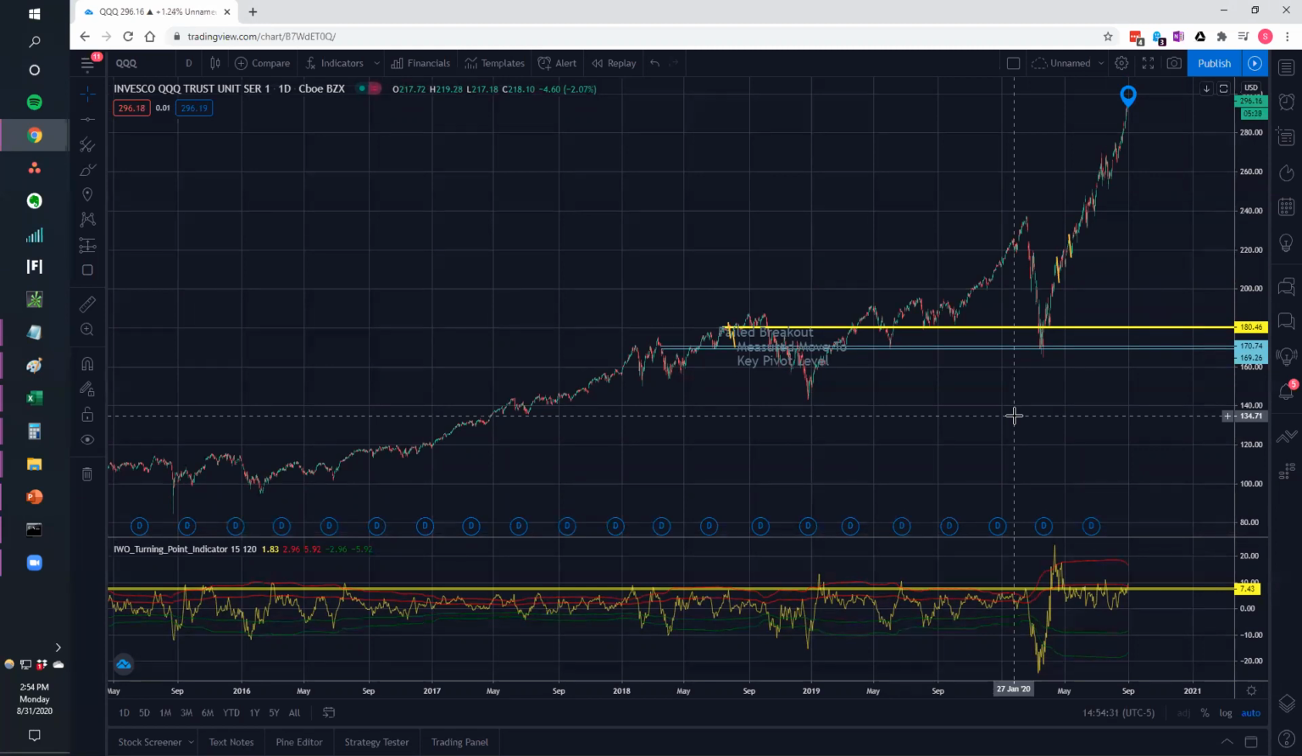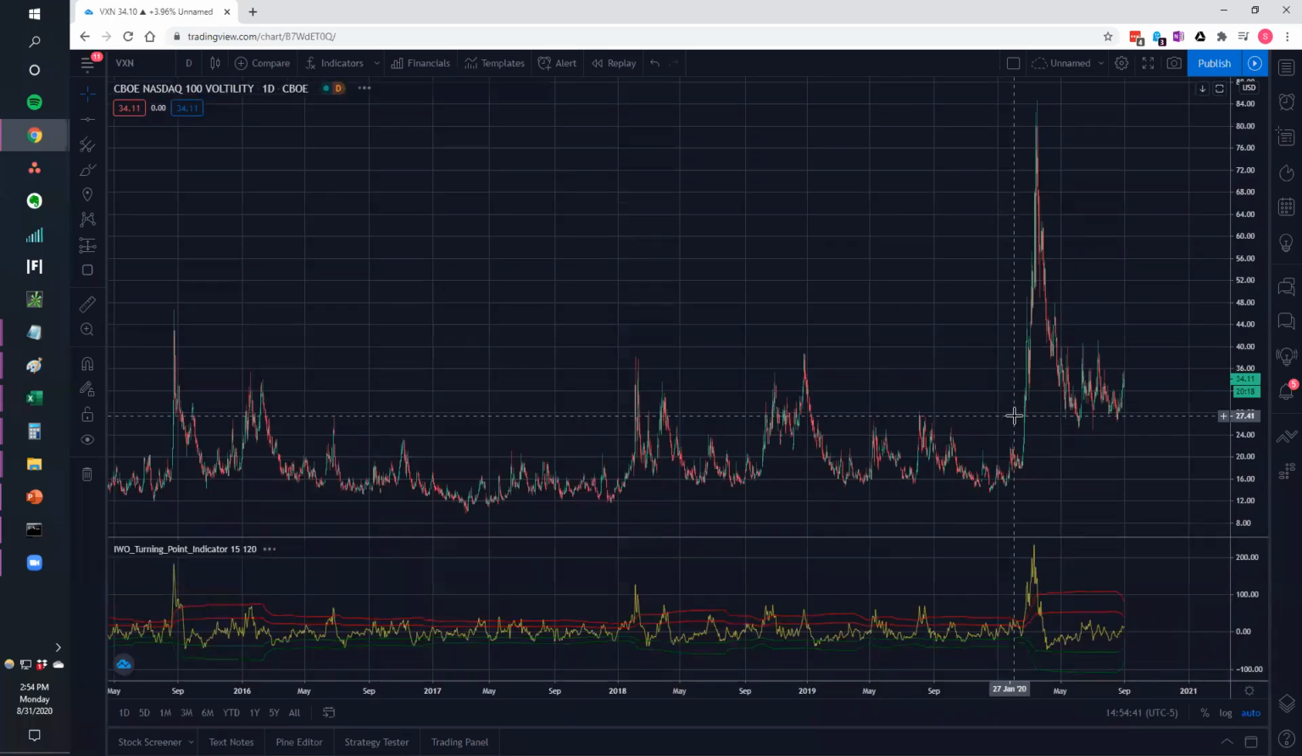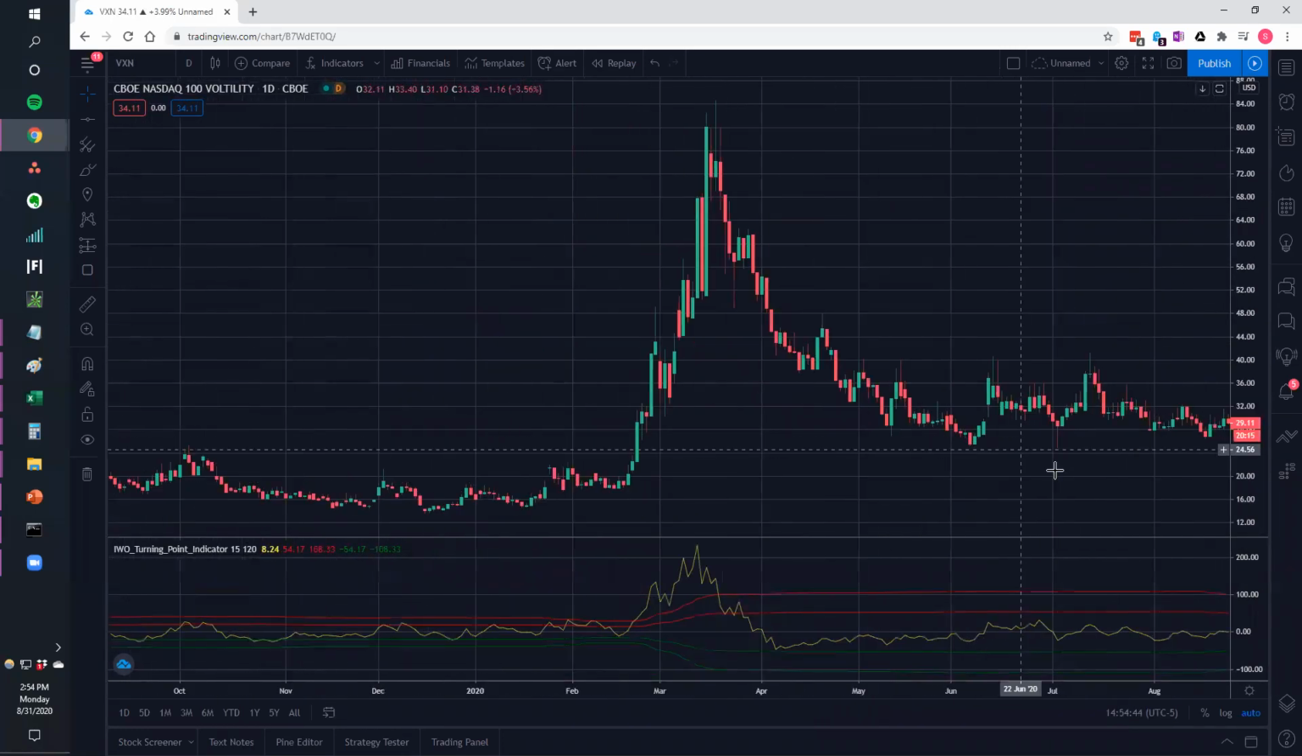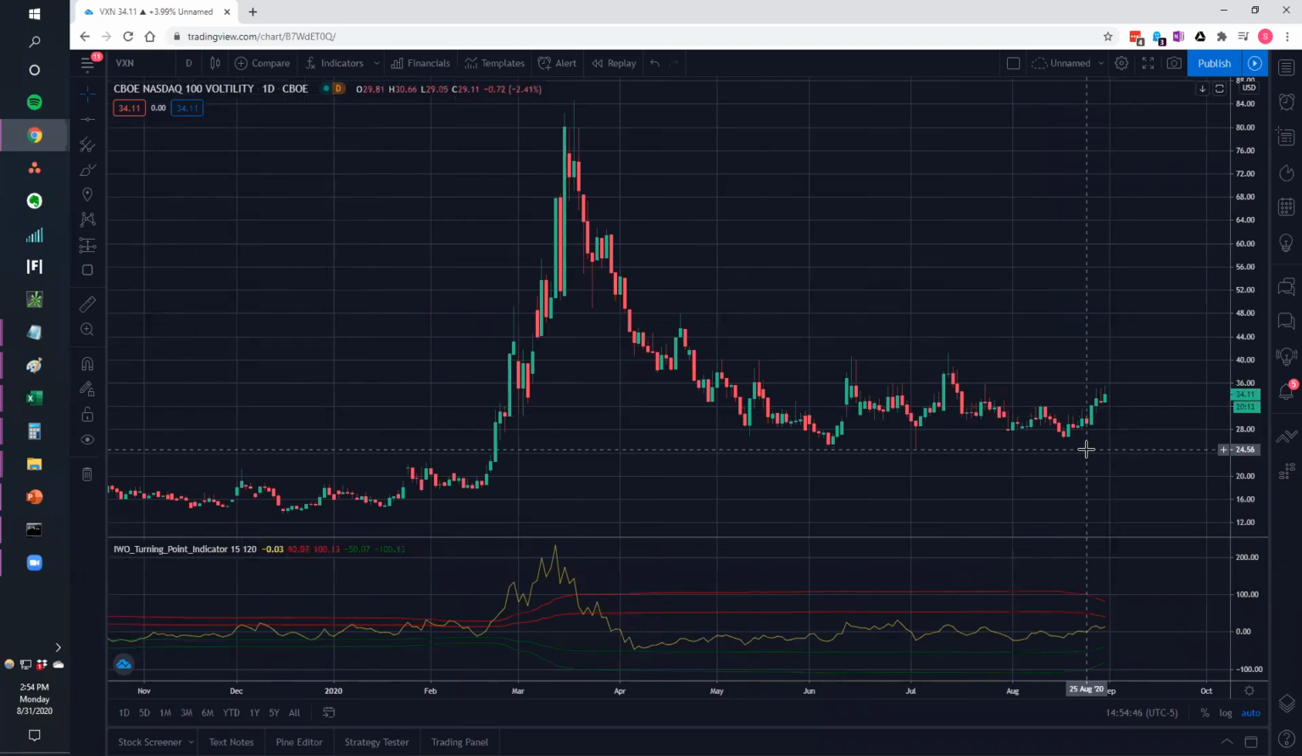Right now, it's very difficult to be long options straight up on NASDAQ stocks, because what we are seeing, if you look at VXN, is that implied volatility is rising as the market's rising.